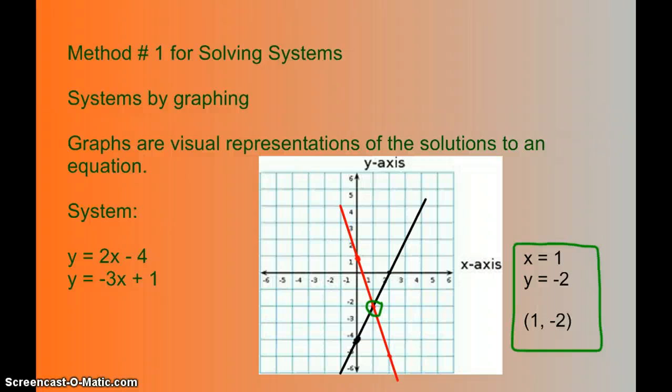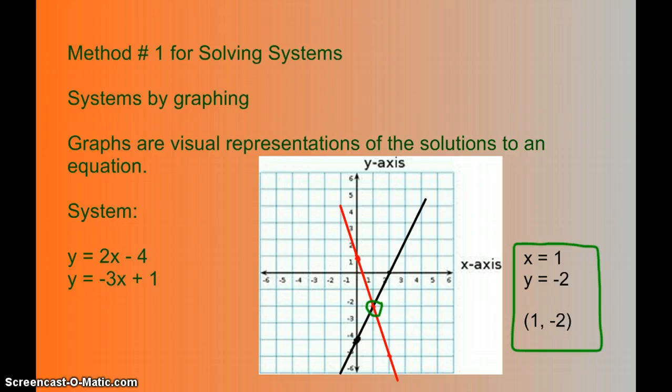In order to understand what we're doing, you have to understand what the graph of an equation is. Remember, graphs are visual representations of the solutions. So when you look at the black line in our graph here, that black line represents the set of solutions to the equation y equals 2x minus 4, or in other words, the points that came from that equation. And the red line represents the solutions to the equation y equals negative 3x plus 1. So if we're looking for the solution they share, we would be talking about that point that is on both lines. In other words, that point where they intersect.